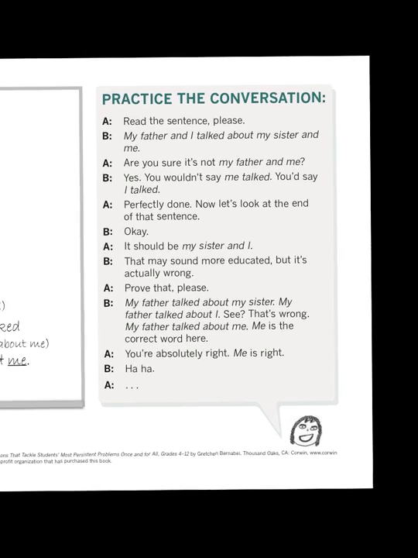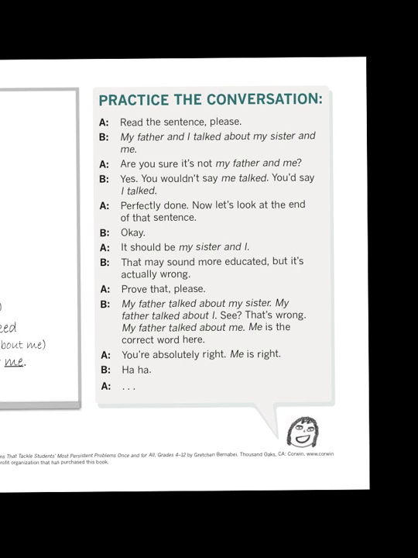So let's look at our conversation. Read the sentence, please. My father and I talked about my sister and me. Are you sure it's not my father and me? Yes, you wouldn't say me talked, you'd say I talked. Perfectly done. Now let's look at the end of that sentence.